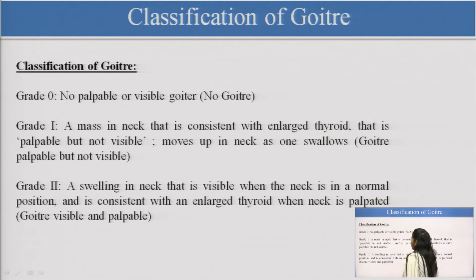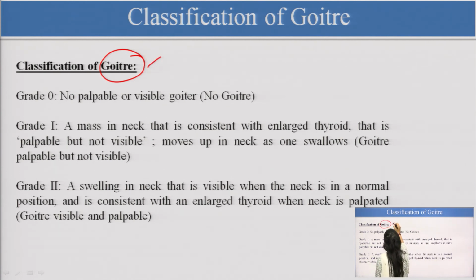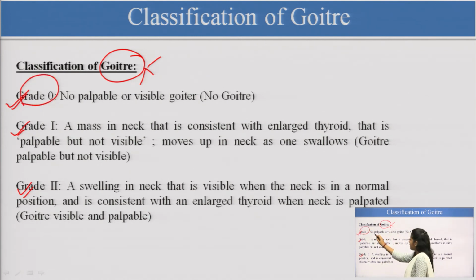Now, see the goitre. Deficiency of iodine leads to goitre. Goitre is classified into 3 grades: grade 0, grade 1 and grade 2. Grade 0 means we cannot see any swelling, so there is no palpable or visible goitre. The patient is suffering from iodine deficiency, but there is no swelling.